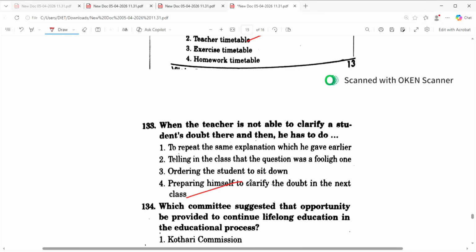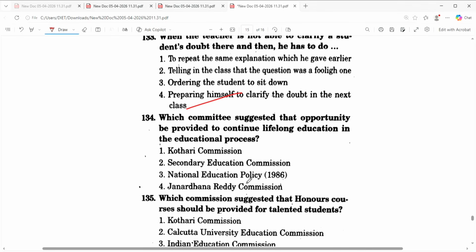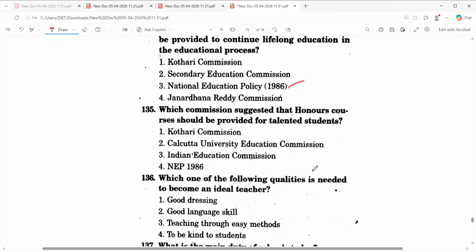Next, coming to which committee suggested that opportunity to be provided for continual lifelong education, right? It's nothing but National Education Policy. Which commission says that honors courses should be provided for talented students? Right? It is Calcutta University Education Commission. Which of the following qualities is needed to become an ideal teacher? 136, one.